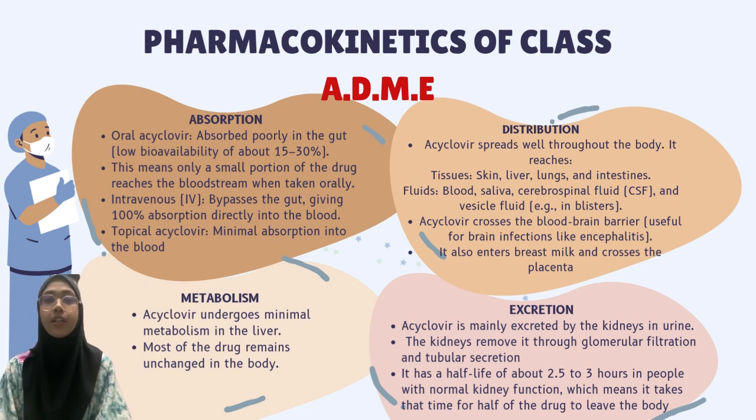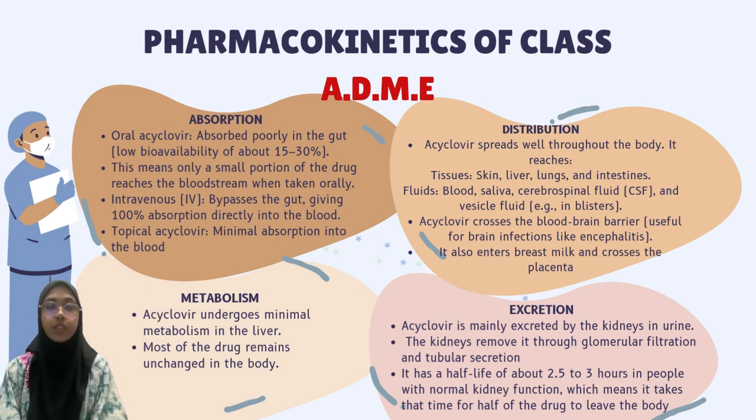Cross the blood-brain barrier. The blood-brain barrier is like a protective shield around your brain, and not all drugs can pass through it, but acyclovir can cross this barrier, making it effective for treating viral brain infections. In breast milk and placenta, acyclovir can enter the breast milk, so it might pass to a breastfeeding baby. It also crosses the placenta, meaning that if a pregnant woman takes acyclovir, it could pass to her baby, but it's usually considered safe and prescribed by a doctor.